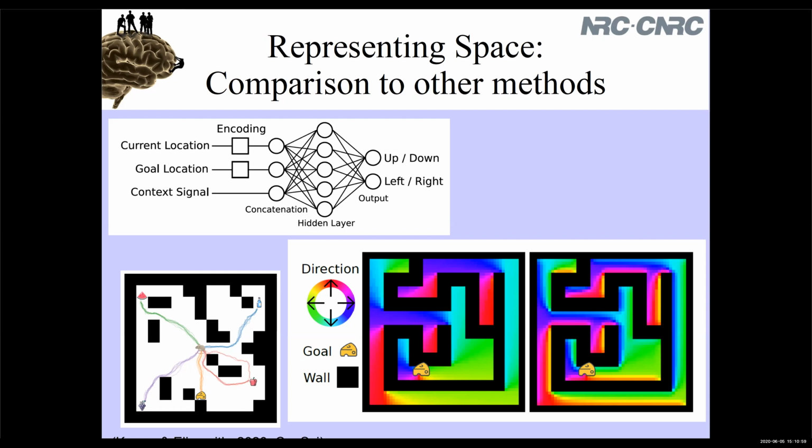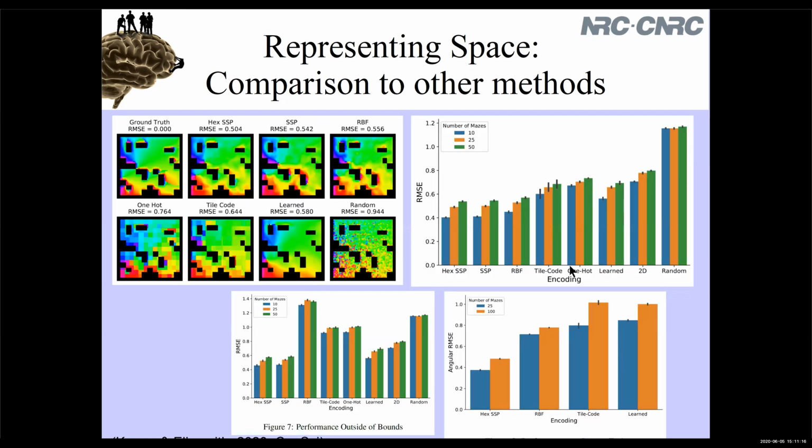So you can just treat that as a big neural network problem. And then your question is, how do you encode your current location and your goal location? So what we ended up doing is saying, okay, let's compare the method that I just showed to a bunch of other methods. So radial basis functions, one-hot coding, tile coding, there's a bunch of different options for representing space like that.